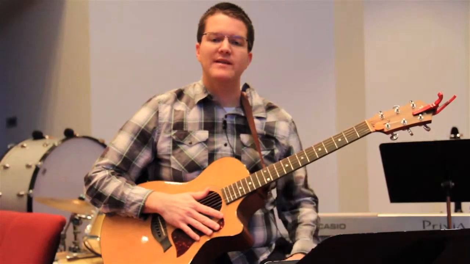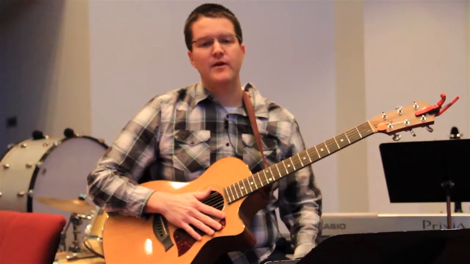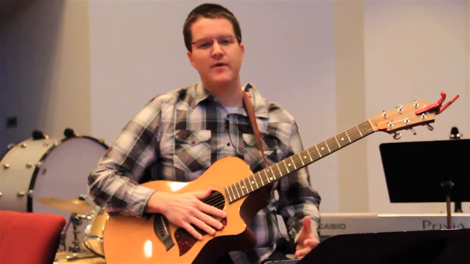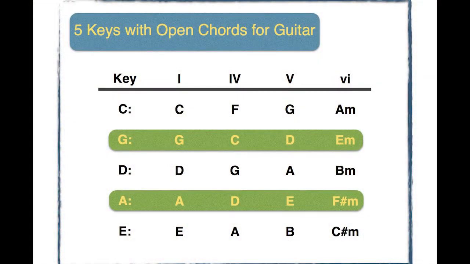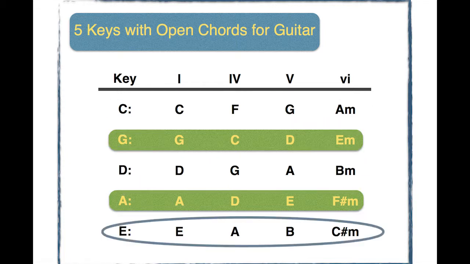So once we know at least the 1, 4, 5, and 6 in the key of G, we need to also learn those in the other open keys before we really go on with the capo. Let's take a look at the 5 keys that include open chords for the guitar. From this diagram, you can see these keys are C, G, D, A, and E.